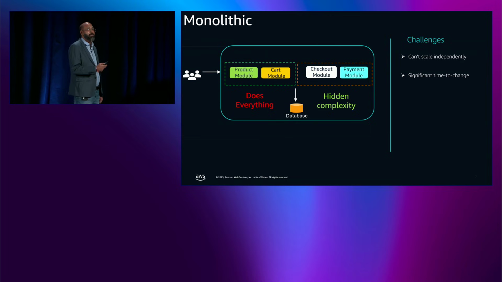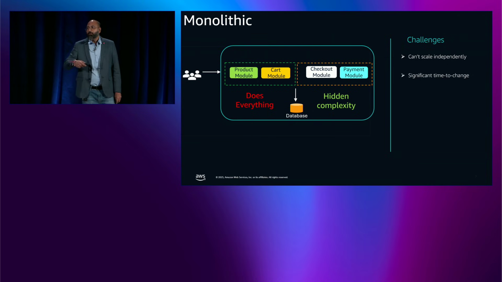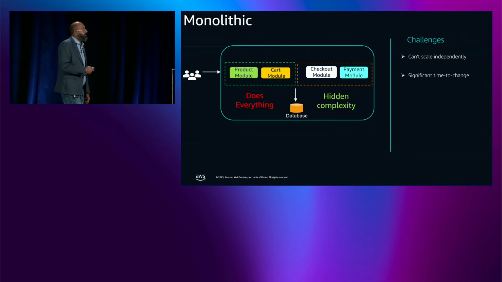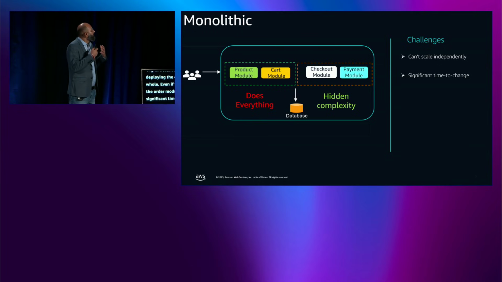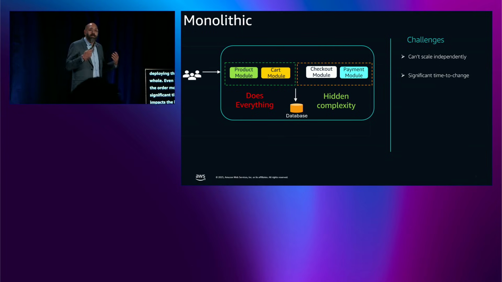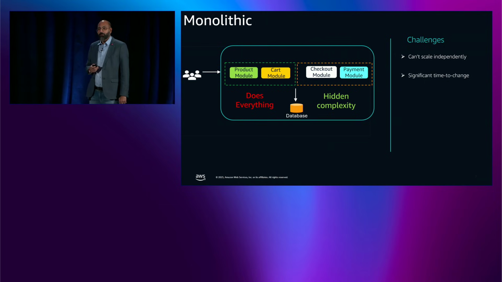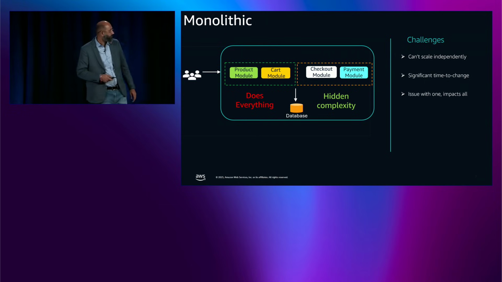The next is the significant time to change. So it impacts the business agility as well. Let's suppose there are different new features which need to get released. Now, any feature will warrant testing this entire application, right? And then deploying this entire application into production. So it also increases the overall time to market, right?